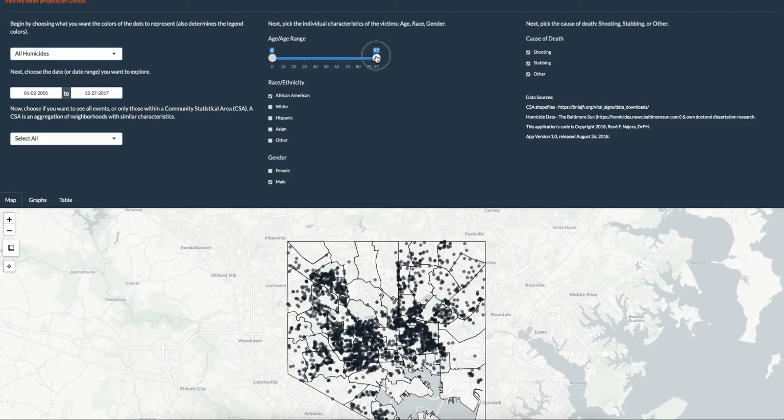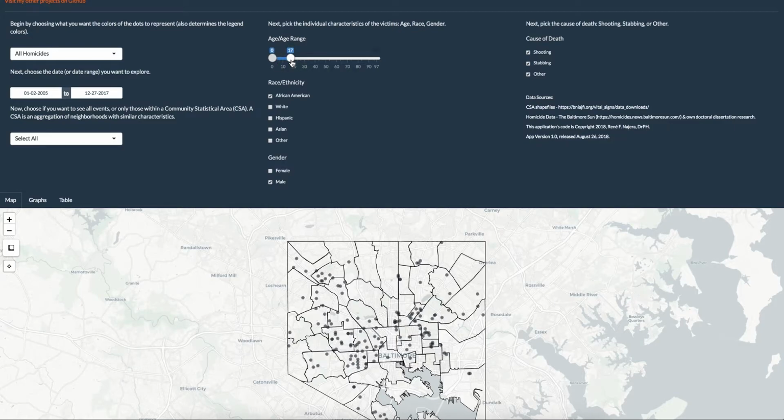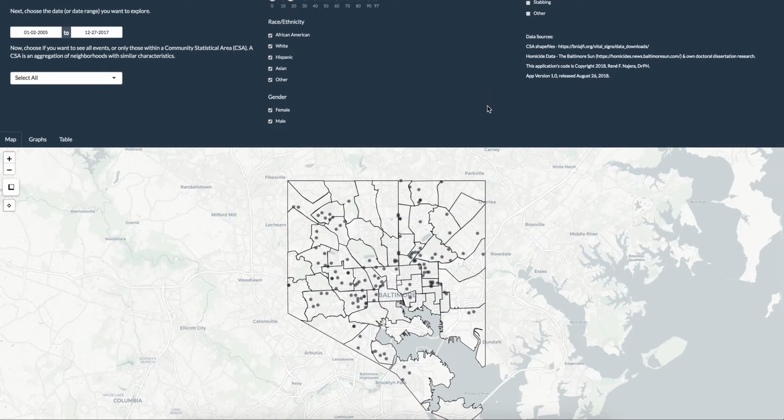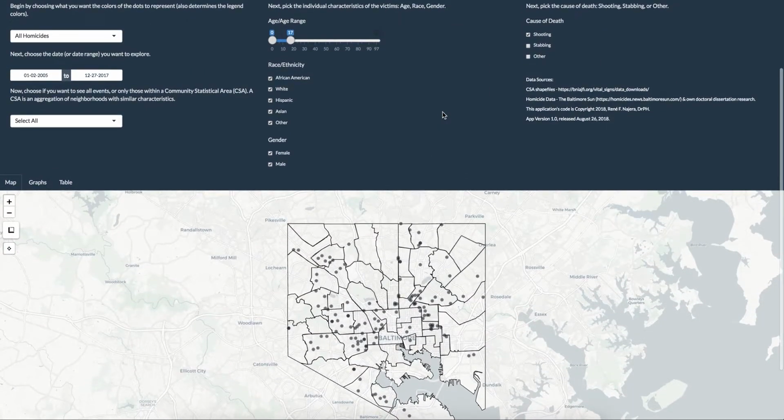Let's say that I want to see homicides in children, so 0 to 17, and I'm just going to go ahead and say all races and ethnicities and genders, and I want to see how many of those were shootings. So you see that there were a lot of shootings in children at that time, but let's say that I want to visualize it. So I want to visualize this by race and ethnicity again.